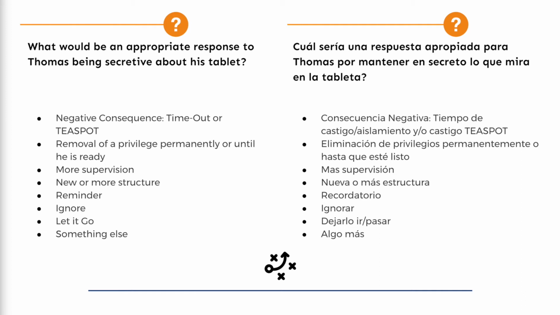Now, this one I would recommend doing the second option of removing his tablet until he's ready. There's just way too much on the internet that Thomas could get into trouble with. And the fact that he's being secretive is not a good sign at all. So he is simply not ready for this in his life right now. Once his behaviors calm down, maybe that's something that could be negotiated.